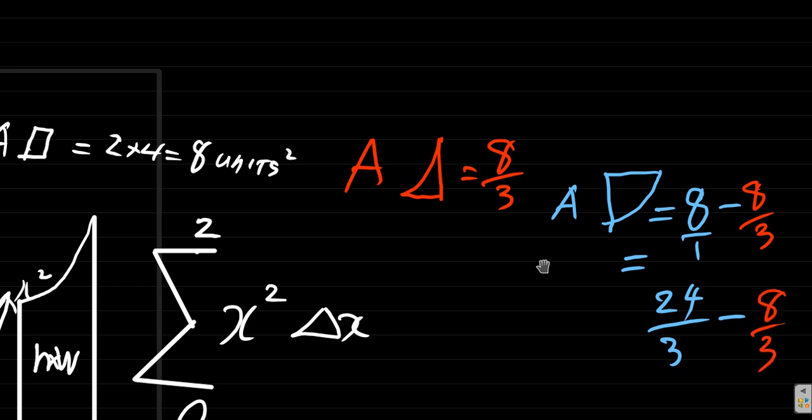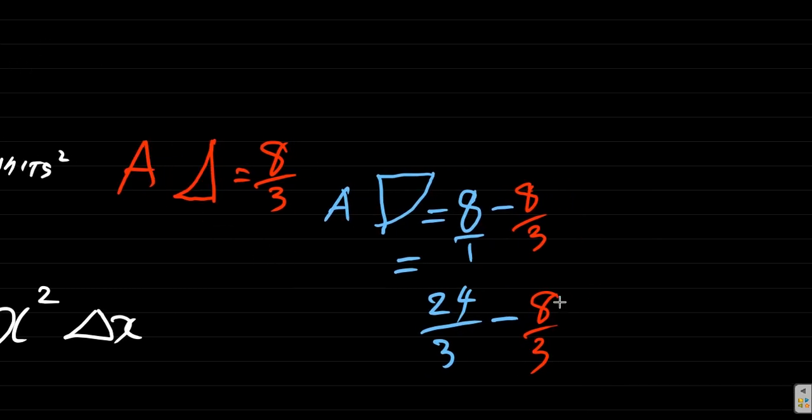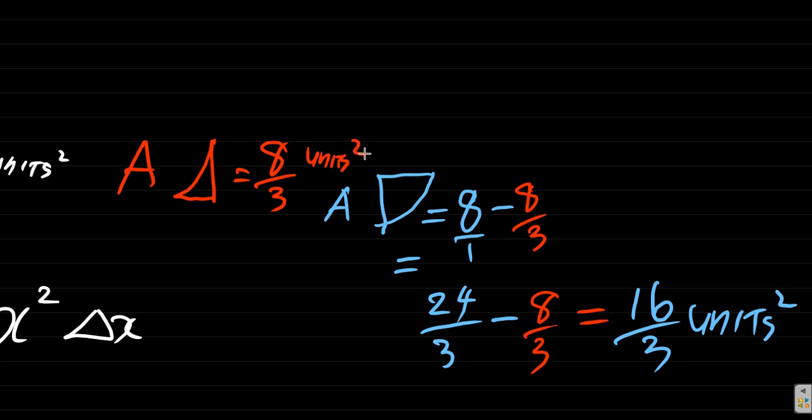So now, if we have 24 thirds and minus 8 thirds, what do we get? 24 minus 8 is 16, so it's 16 thirds. But it's a blue area, so we write it in blue, 16 thirds. Unit square. Oh, by the way, I didn't put the unit square here. No, it's 16 thirds.